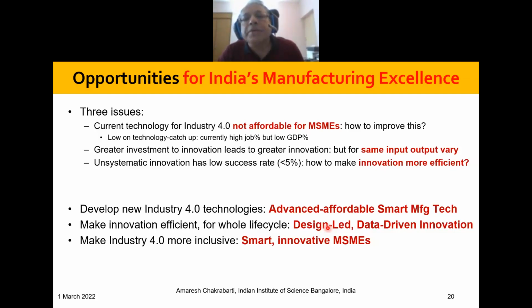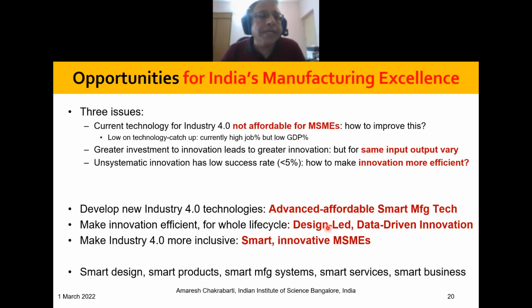Can we train them to become design savvy, so that they can design their own products and solutions and not simply meet the back end of other companies? And this is something we have started at IISc. So the overall point is, can we develop smart design, smart products, smart manufacturing systems, smart services, and smart businesses?